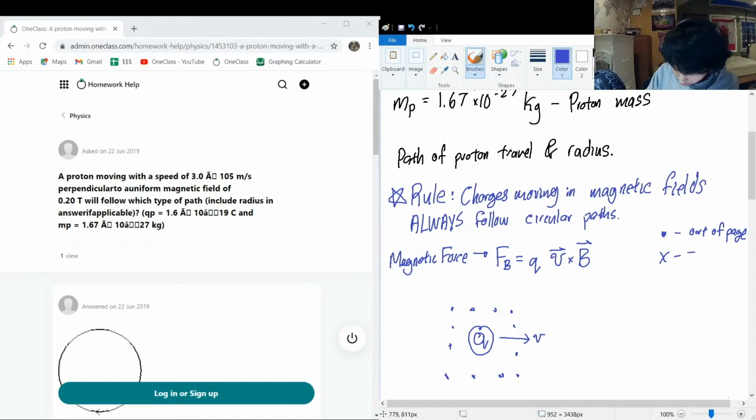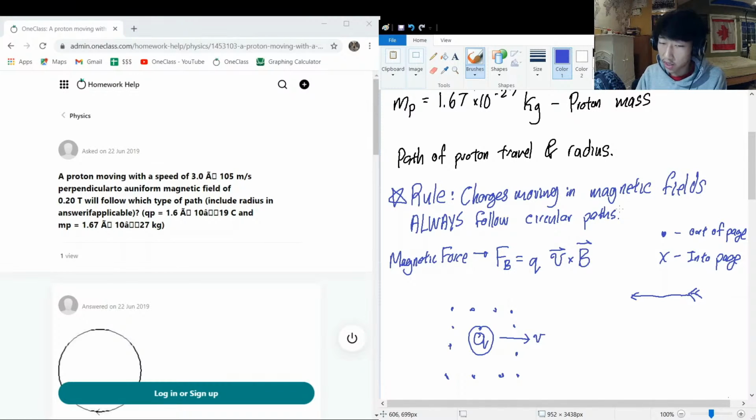X means into the page. You can think of it like we have these arrows, and these arrows have their little quills at the end to help them be aerodynamic. So into the page, you're looking at the tail end, the quills of an arrow, and out of the page, you're looking at the tip of the arrow. So in this case, we're looking like this.